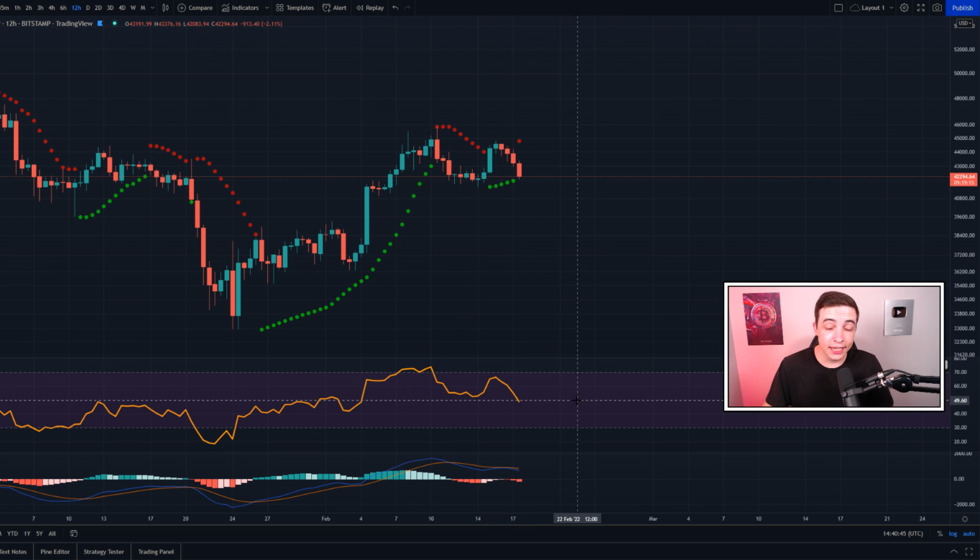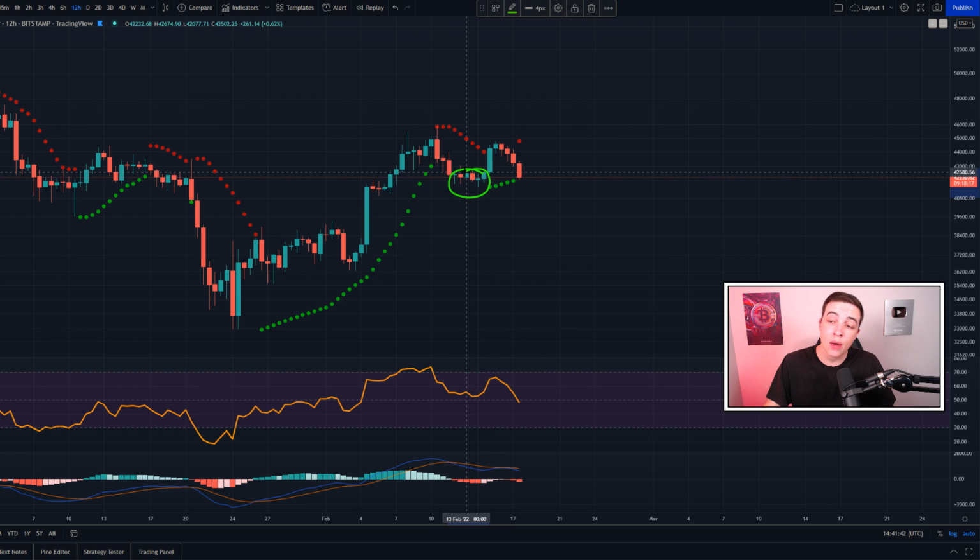But I want to make it clear that the input data for the RSI is candle closes. So because of that, we need to see a 12-hour candle close with the RSI in a lower low to actually confirm that lower low. And the next 12-hour candle close for Bitcoin is in around 9 hours from now at the time of recording this video.